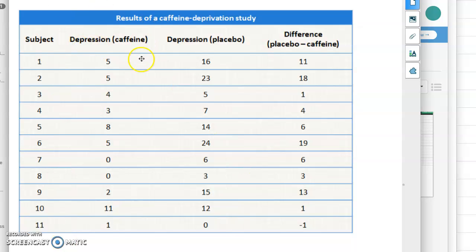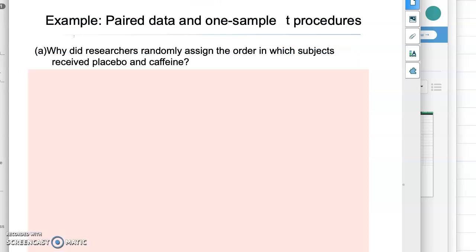So here is the information. Here are the 11 subjects: depression with caffeine, depression without caffeine, and the difference. You can see all the differences except one are positive, so that would imply maybe there is a difference.